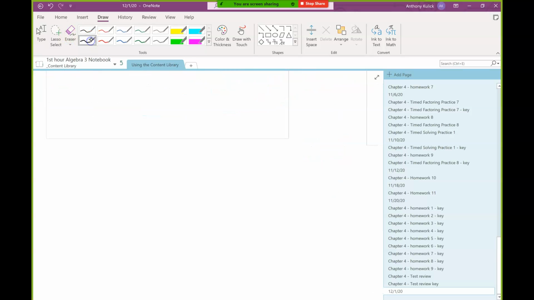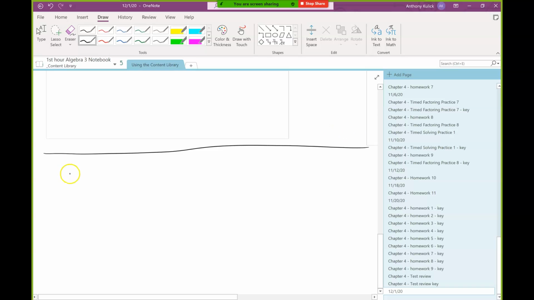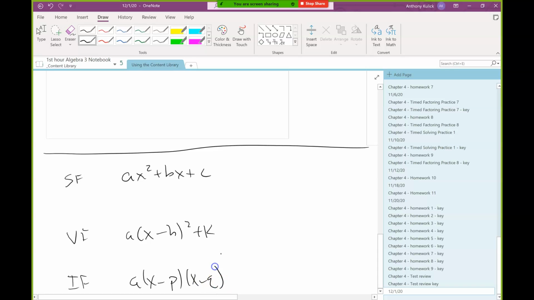So the 3 forms that we've talked about are standard form, which is something that looks like this. So then there's vertex form, which is something that looks like this. And then there's intercept form, which is something that looks like, oops, we used P's and Q's, I think. Looks like this.